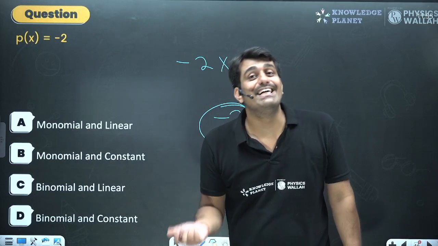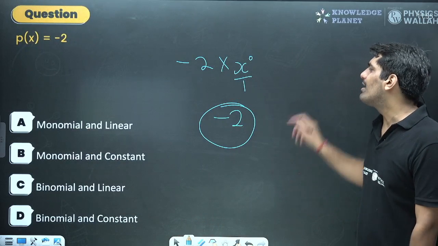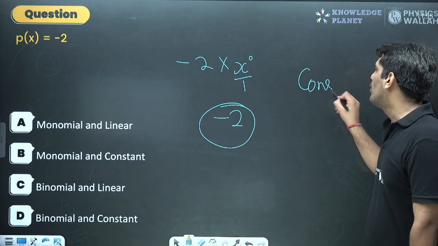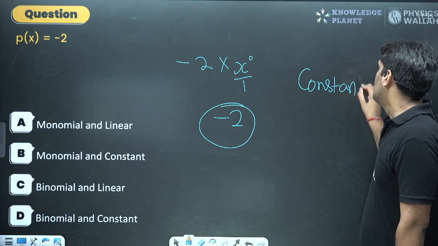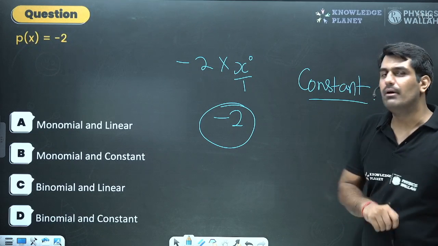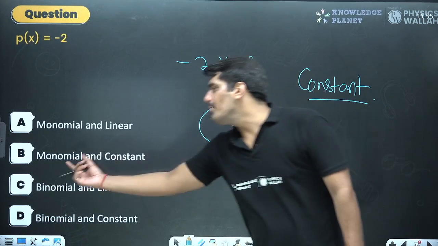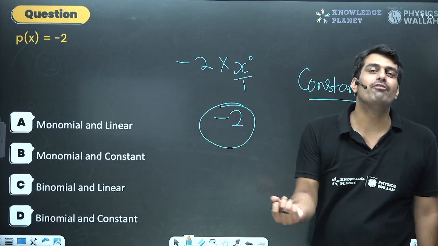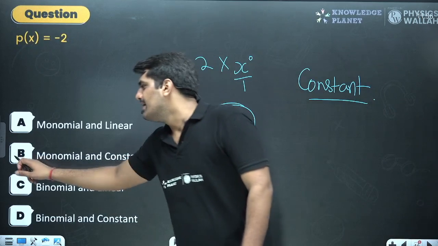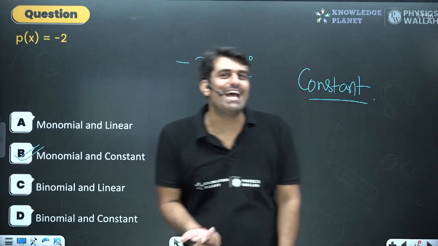What about the next? Degree. Degree we have already talked about, the constant polynomial. Constant polynomial, I hope you remember. Linear, constant. So finally, monomial and a constant having a power of 0. Option number B. So B is the favorite one most of the time.